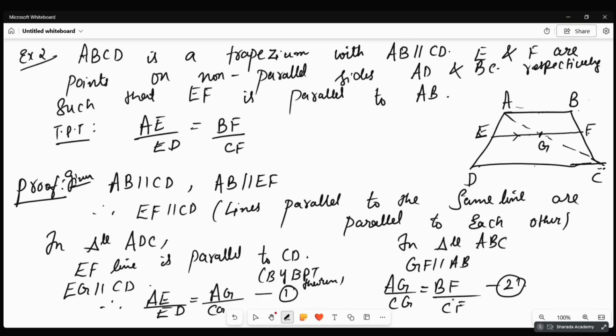Okay, so from 1 and 2, we have AG by CG here, also AG by CG. That means from 1 and 2, I can say AE by ED is equal to BF by CF. That's all. Okay, so whenever they are giving any quadrilateral or trapezium, draw another line, make 2 triangles. In the 2 triangles, you have to use the BPT and then write. You should not directly use the BPT theorem for trapezium because we have not proved the BPT theorem for trapezium or any quadrilateral. Clear, no?